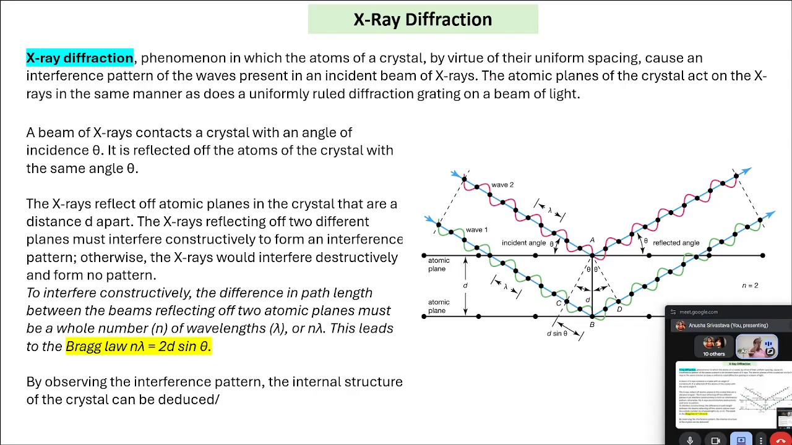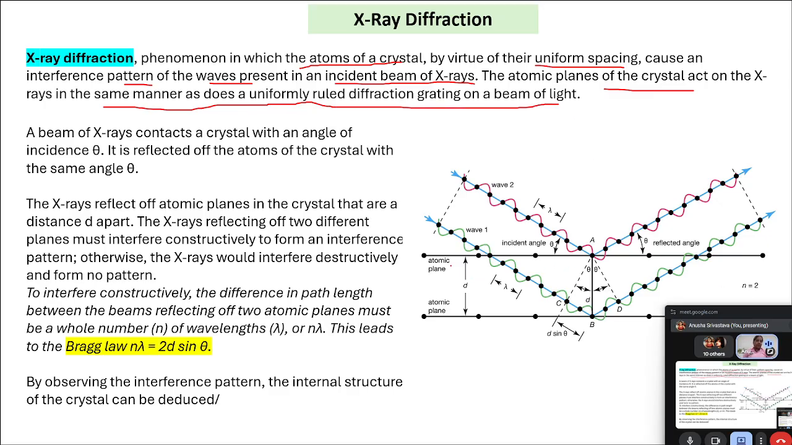Now the next technique is X-ray diffraction. So what happens in X-ray diffraction? X-ray diffraction is a phenomenon in which the atoms of a crystal, by virtue of their uniform spacing, cause an interference pattern of the waves present in an incident beam of X-rays. The atomic planes of the crystal act on the X-rays in the same manner as a uniformly ruled diffraction grating acts on a beam of light.